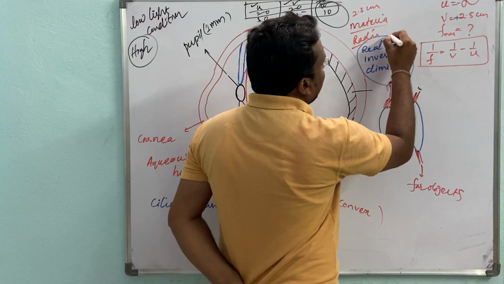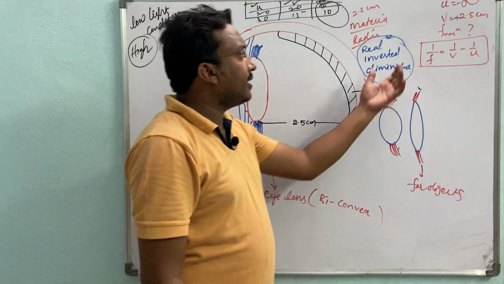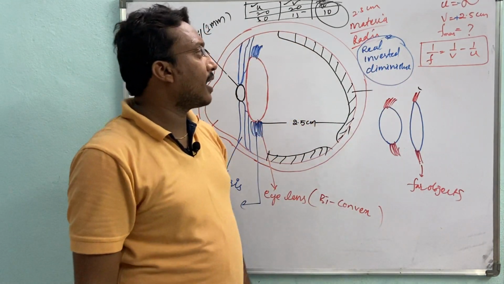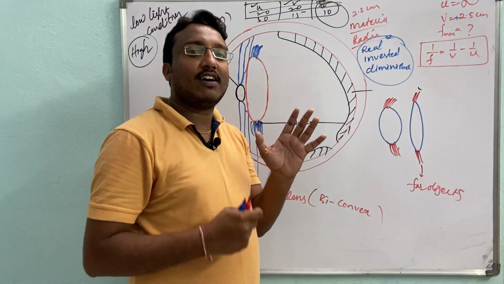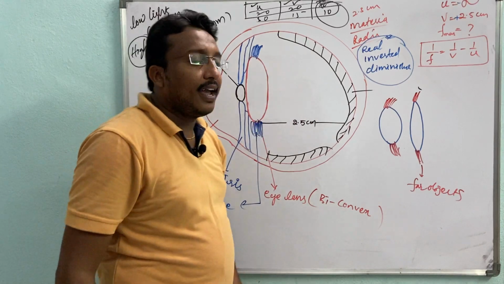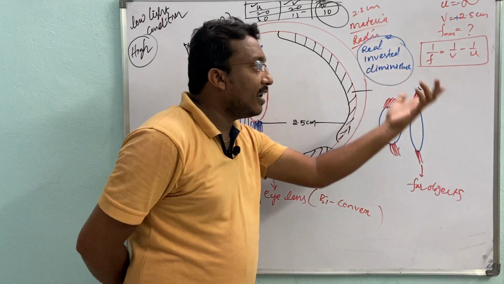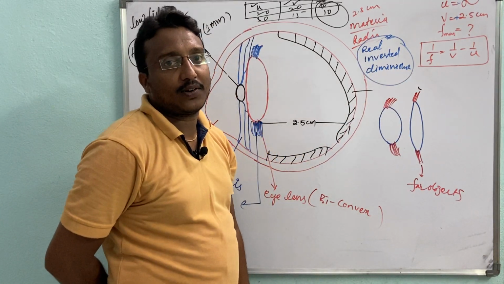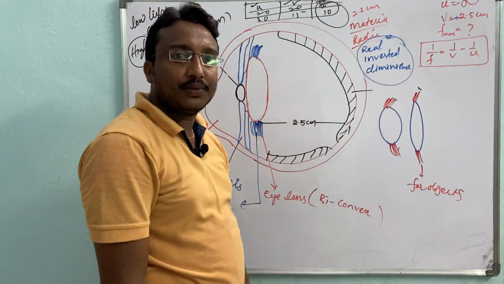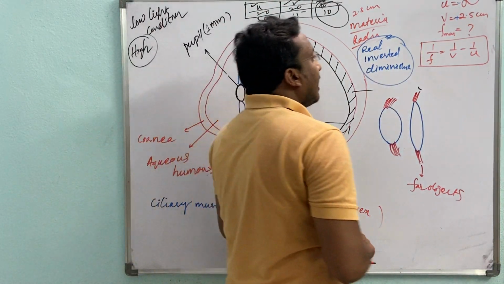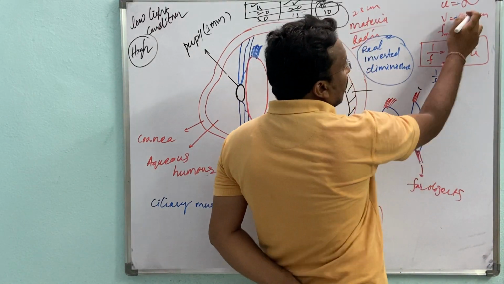Very important question. You may get this in a polytechnic examination or other competitive examinations. What is the nature of the image formed by the eye lens? That is real, inverted and diminished. Got it? Here I said real image, that's why it becomes positive. Then here 1 by f equal to 1 by v, where v equals 2.5.